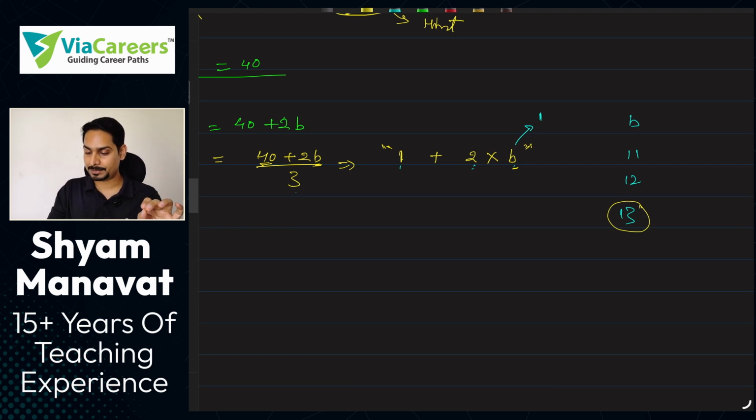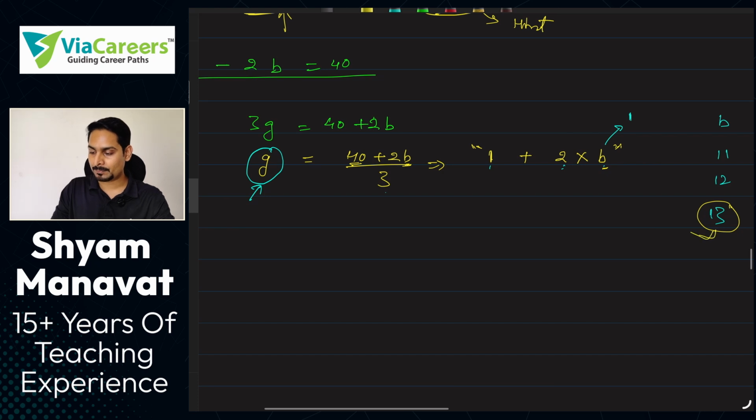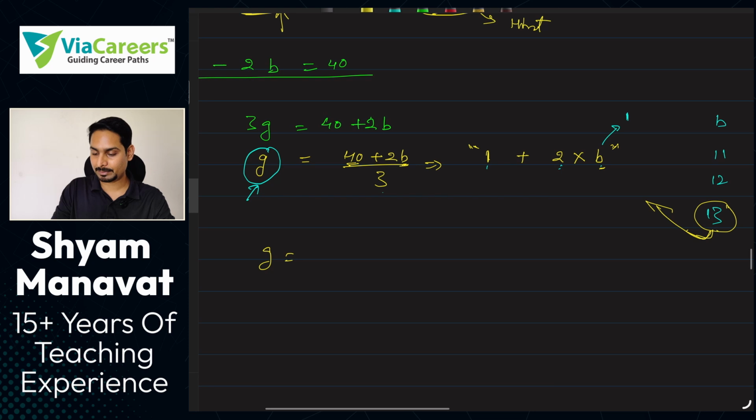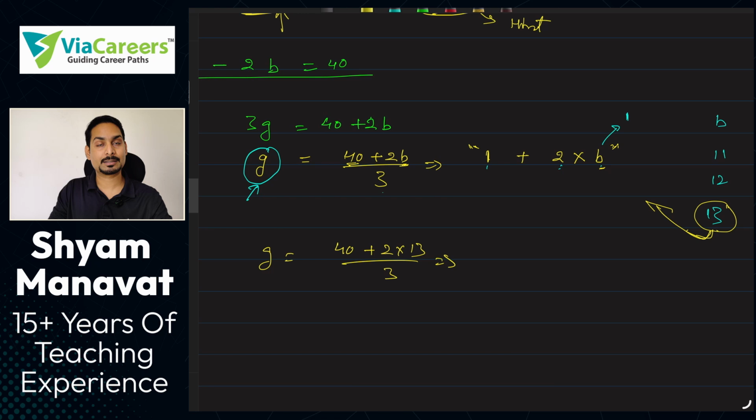And if you substitute it here, मैं आपको substitute करके दिखाता हूँ, देखो वैसे ज़रूरत नहीं पड़नी चाहिए. People who are sure about this concept of integer solution for linear equation. So if you substitute b equal to 13 here, तो देखो आपका g का value कैसे बनेगा? g का value will be 40 plus 2 into 13 by 3. So 13 into 2 is what? 26. 26 plus 40 is 66 by 3. If you cancel this, then you get g value as 22. Okay, so you are getting integer value, right?